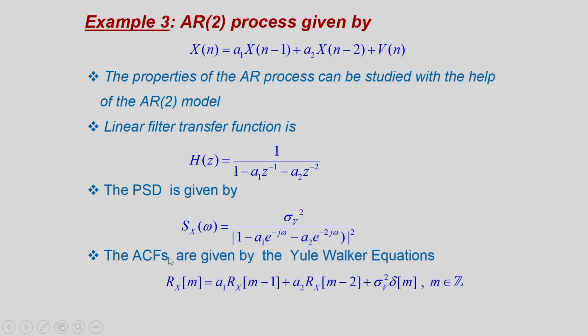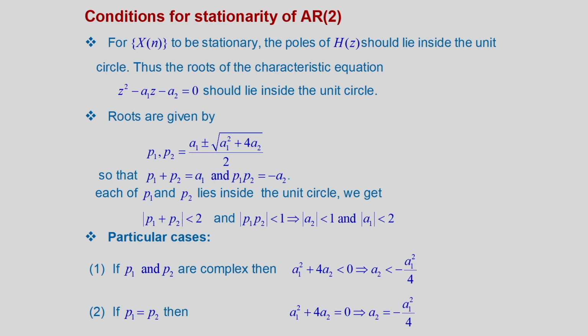The ACFs are given by the Yule-Walker equation. So, we can write down the Yule-Walker equation, that is Rx[m] is equal to a1 into Rx[m minus 1] plus a2 into Rx[m minus 2] plus sigma_v square into delta[m], for all integer values of m.